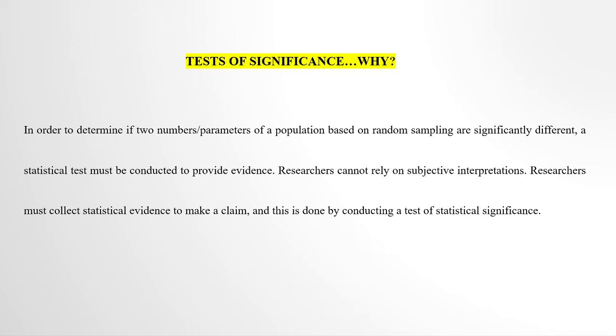Now why is this being used? The purpose here is to check whether there is a significant difference between the parameters of a population based on random sampling. For that purpose, a statistical test must be conducted so as to provide the evidence, because researchers cannot rely on subjective interpretations. So researchers must collect statistical evidence to make a certain claim, and this is done by conducting a test of statistical significance. So this is the purpose.